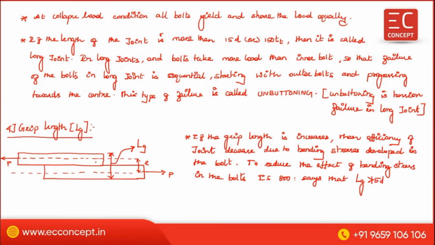What is the meaning? If the grip length is more, then the bolt is unnecessarily subjected to bending stress. Why bending stress? The eccentricity increases, and this eccentricity creates a moment about the bolt. Therefore the bolt gets bending. So IS 800 says you should not allow the grip length to be more than 5 times the d.